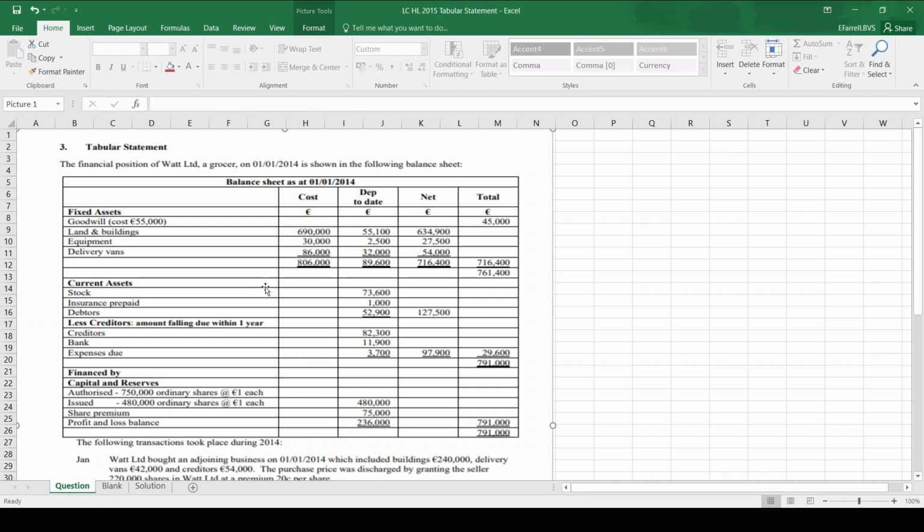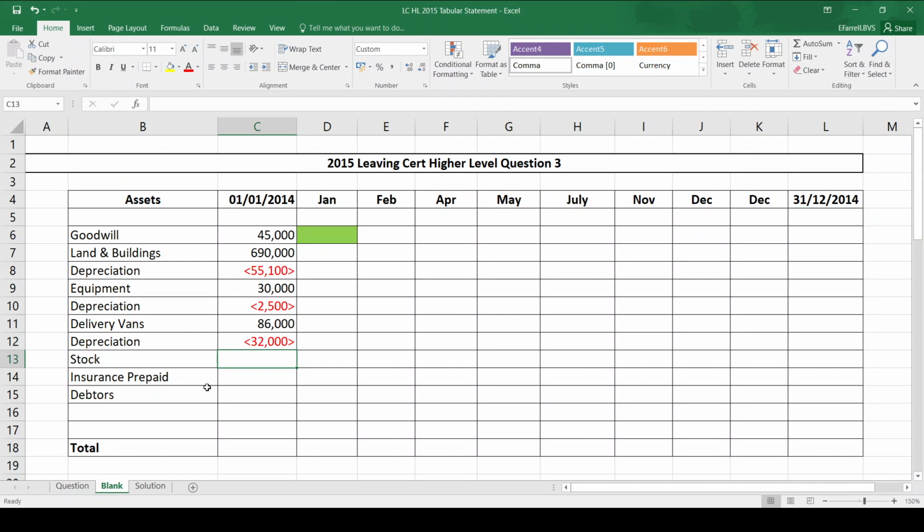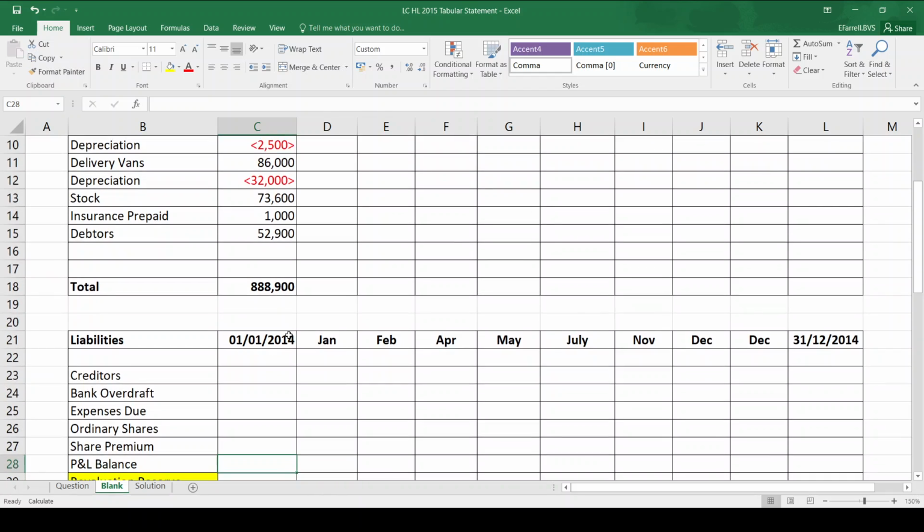So the first current asset we have is stock, then insurance prepaid, and debtors. So stock is 73,600. Insurance prepaid is 1,000. And debtors are 52,900. And there's no bad debt provision in this question. So now we just total our assets, which come to 888,900.